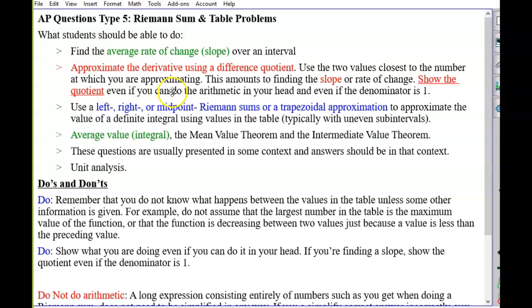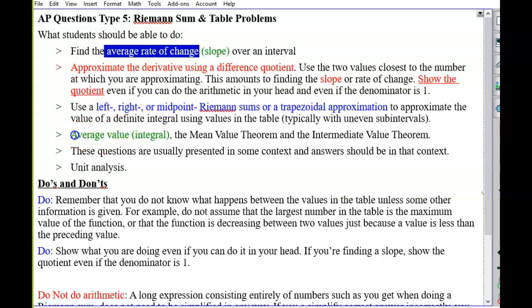I'm not going to read through all this. I'll just post this. When you're dealing with a table, there are some do's and some don'ts. What should you do? What shouldn't you do? I've talked about pretty much all of them today. The only thing I guess is, and this is what you should be able to do: remember, if we ask you to find average rate of change, that's just the slope, right? If you're given a table and you're asked to find the average rate of change, you're just asked to find the slope and use points close to that value.